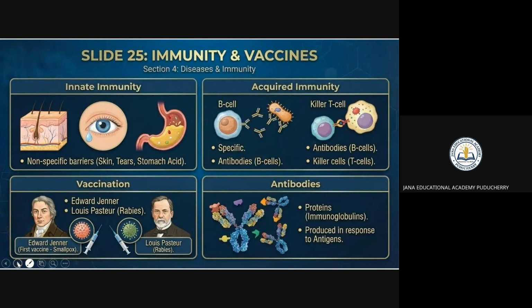Come to the immunity. Immunity is very important actually. Without immunity, or with low immunity, disease will occur easily. So what is immunity? Immunity is nothing but the ability of the body to resist and fight infections caused by pathogens. This is the resistance and fight against infection caused by pathogens.